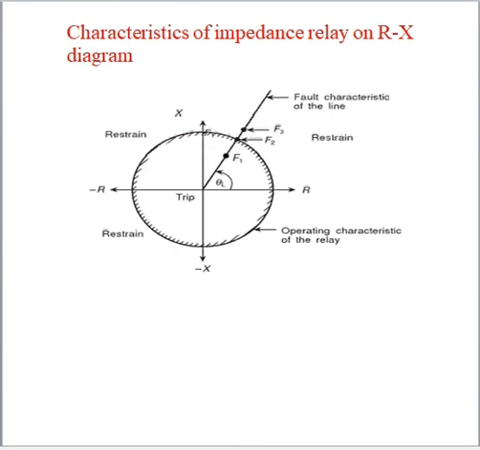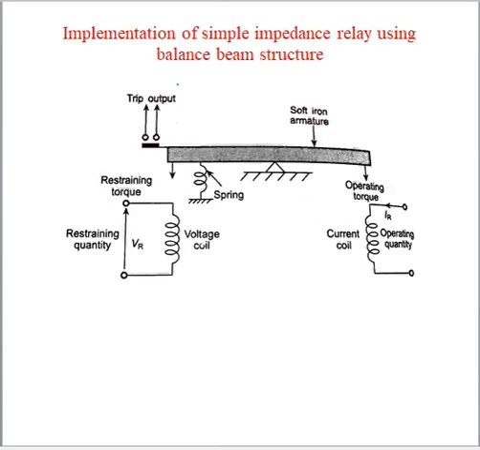And how this relay is constructed, we can see: this is the trip coil, trip circuit. Okay, trip output, and from here we are giving this to the voltage coil. Okay, here also one knob is there that will attract. If the voltage is more, then this will attract this one. Okay, then the trip circuit is open, and this is the current coil, this is the voltage coil. Okay, we call the voltage coil the restraining coil.